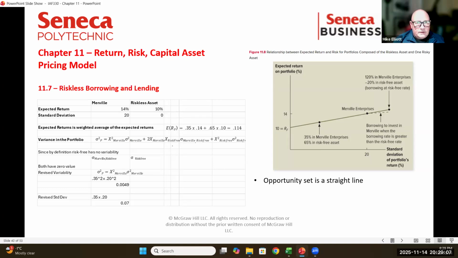If we borrowed at 10% instead, say borrowed 20% and then invested that in Merval, we'd now have 120% invested in Merval. And all that does is extend the line. So our 35-65 line, our 100% Merval line, extends out to infinity. That's the only line you're ever going to get. Borrowing is only going to extend the line further. But guess what it does? It increases the standard deviation too.